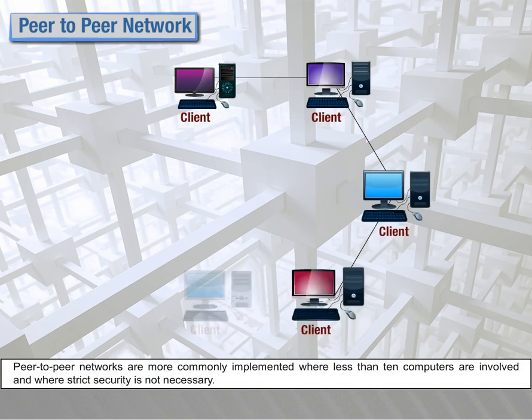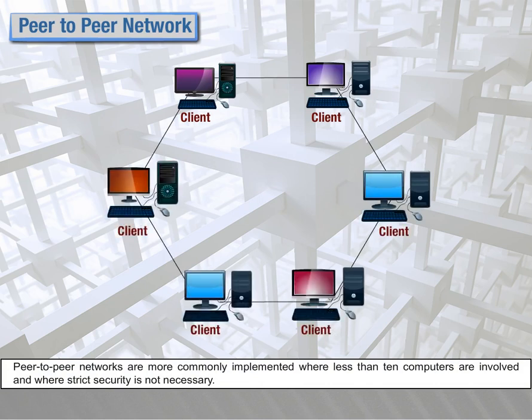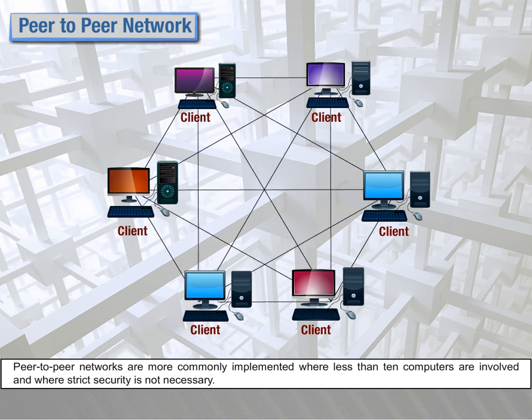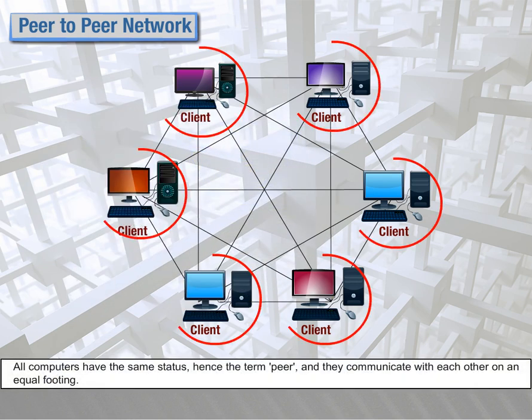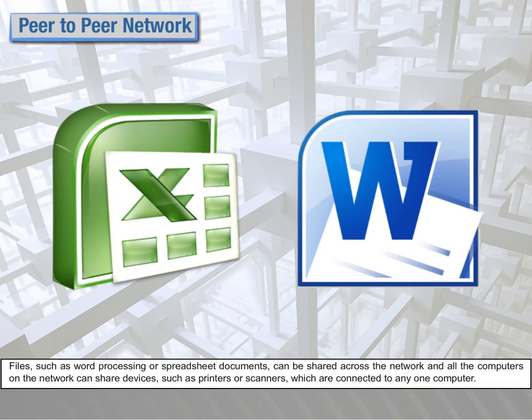Peer-to-peer networks are more commonly implemented where less than 10 computers are involved and where strict security is not necessary. All computers have the same status, hence the term peer, and they communicate with each other on an equal footing. Files such as word processing or spreadsheet documents can be shared across the network, and all the computers on the network can share devices such as printers or scanners which are connected to any one computer.